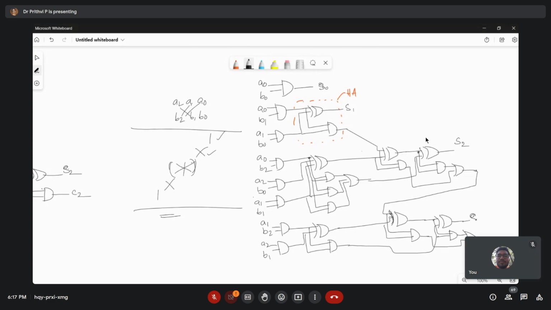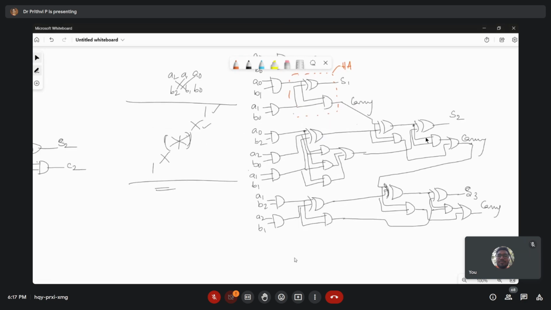Now this becomes your S3 and this is the carry. This is the carry in this stage and this becomes the carry from this stage, and this is the carry from the fourth stage. Finally, you have the fifth term, which is simply A2 B2. Now this is an AND operation.